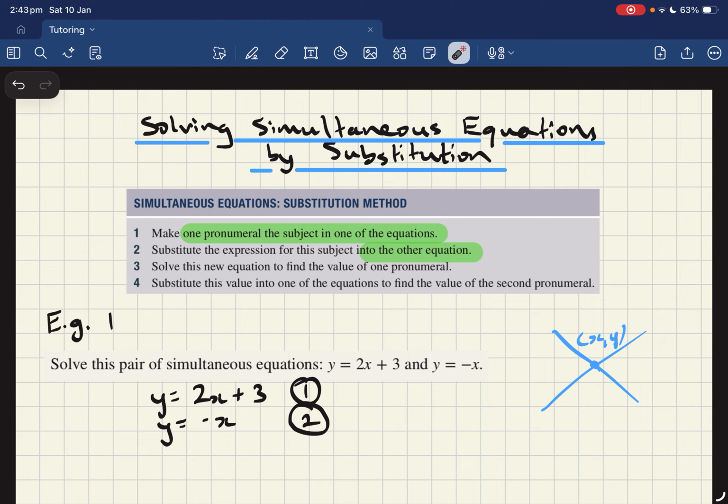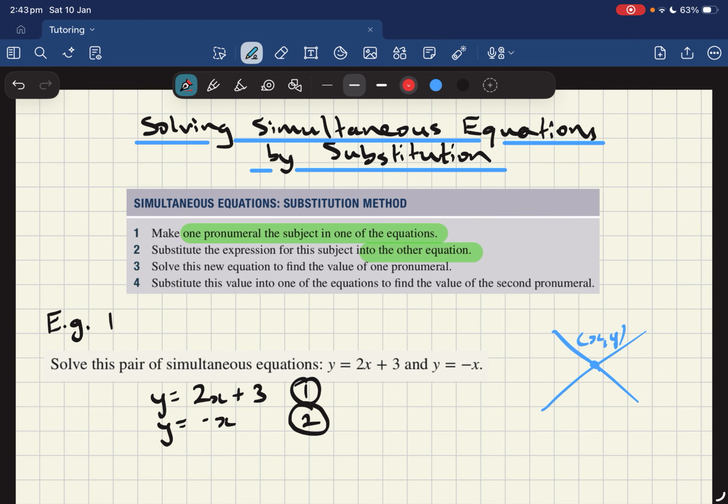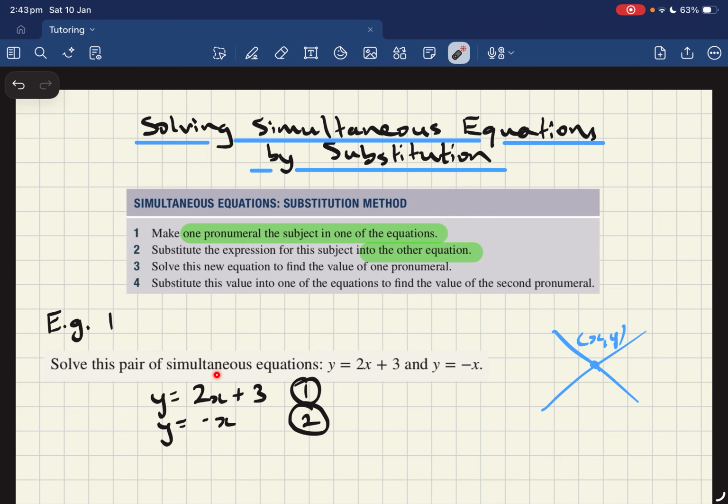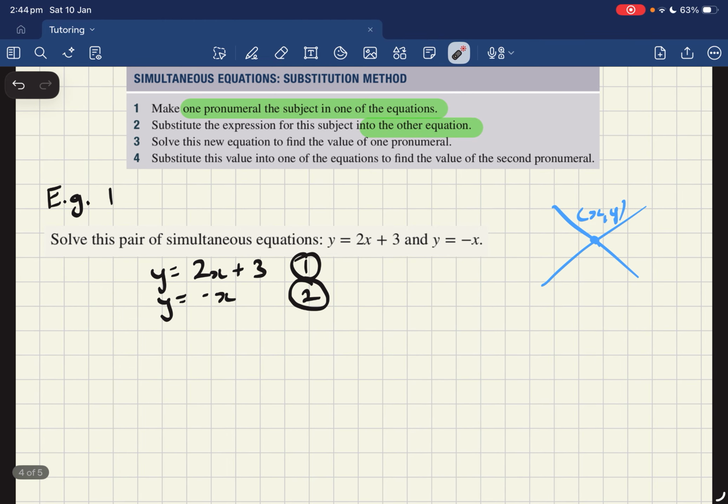What that's going to do is, instead of having these two equations where individually they're impossible to solve because you have two unknowns, by substituting, it's going to give us an equation with the same pronumeral. So now that we have the same pronumeral, we can find the value of one pronumeral by just solving the equation. Then we substitute the value into any of the equations to find the value of the second pronumeral. We're going to look at how this works over here.